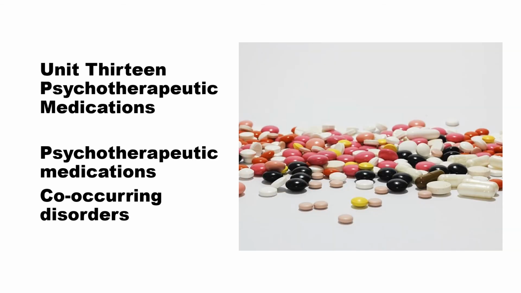Unit 13 will talk about psychotherapeutic medications, the medications used to treat mental illness. We'll also talk about co-occurring disorders, the overlap between those people with a substance use disorder and those people with a diagnosed mental illness. When is taking medication a good idea and when is it dangerous?